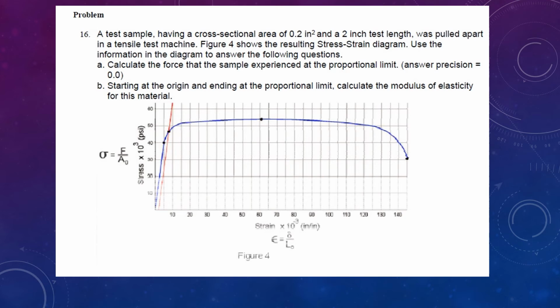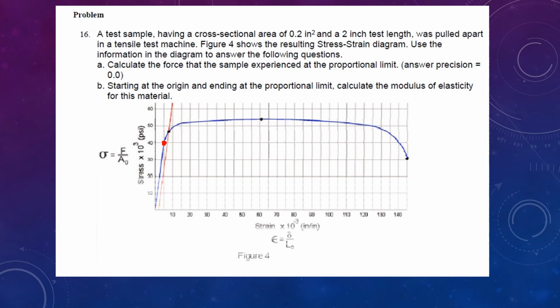Number 16 here, calculate the force the sample experiences at the proportional limit. First and foremost, you've got to identify the proportional limit. In this case, the proportional limit is going to be here. The proportional limit is where it's still going to be able to flex back. So what you're going to have to do is take your information here.